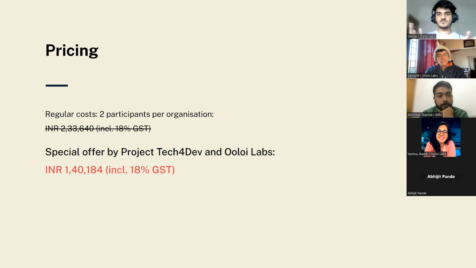So Tech4Dev is supporting all the organizations with a special price, which is coming down to 1,40,184 rupees, which is inclusive of 18% GST. So that's what the costing of the program looks like per organization.